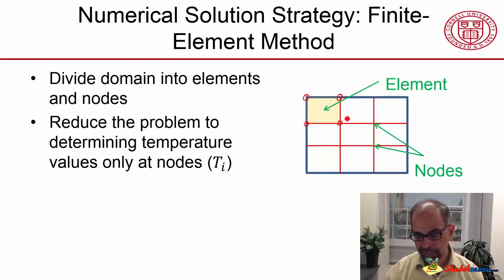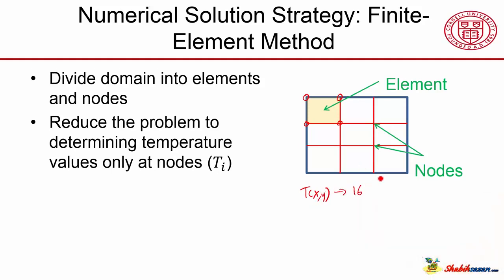Here I have 16 nodes, 4 times 4 rows of these. So I have 16 nodes. So I'm going from determining temperature everywhere, so needing to determine a 2-dimensional function, to determining 16 temperature values. And that's a big simplification, and that's the advantage of discretization.